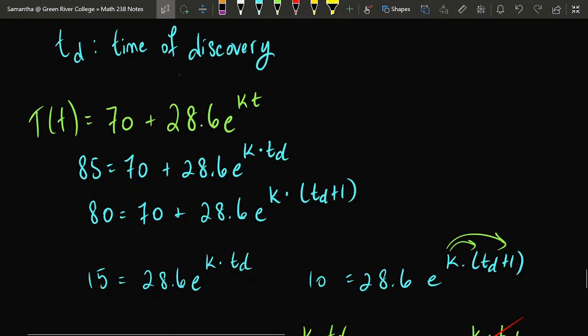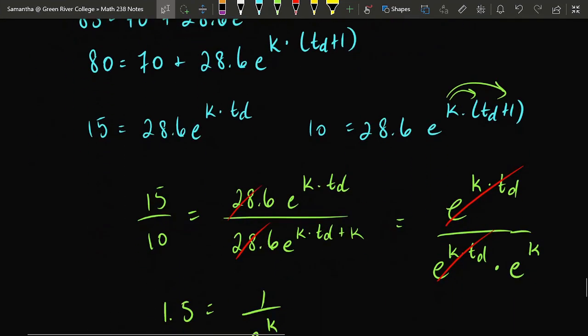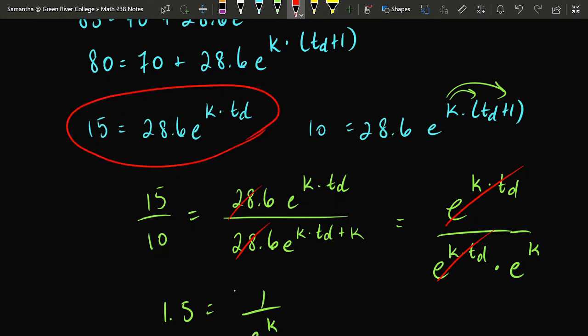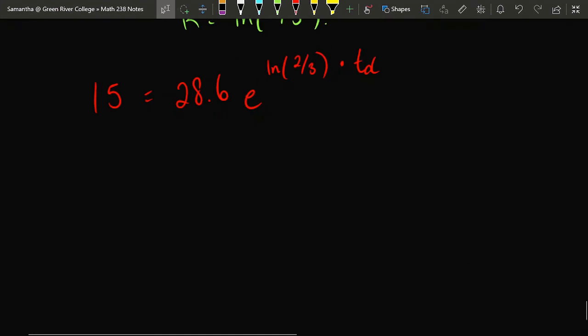If I scroll back up, in particular, if I use that value of k in this equation, then I will be left with an equation that has only one unknown, the unknown t sub d, which is the quantity that I'm looking for. So if I go ahead and plug that value of k into that equation, I'm now left with something that can be solved for t sub d.